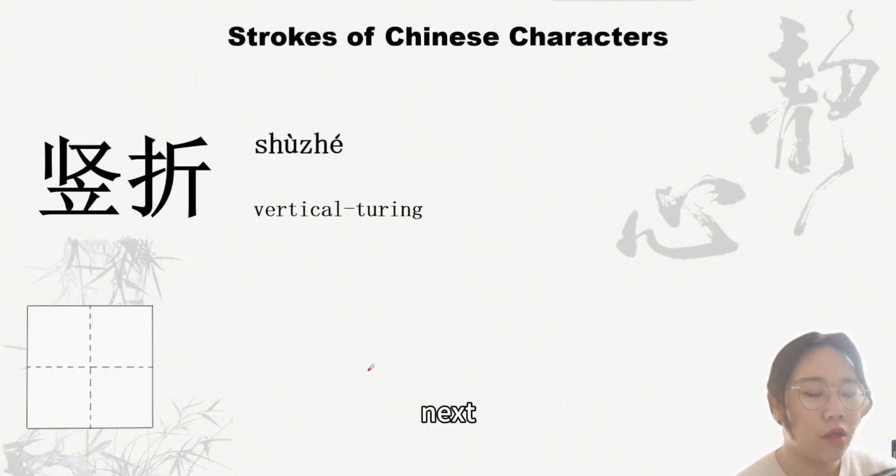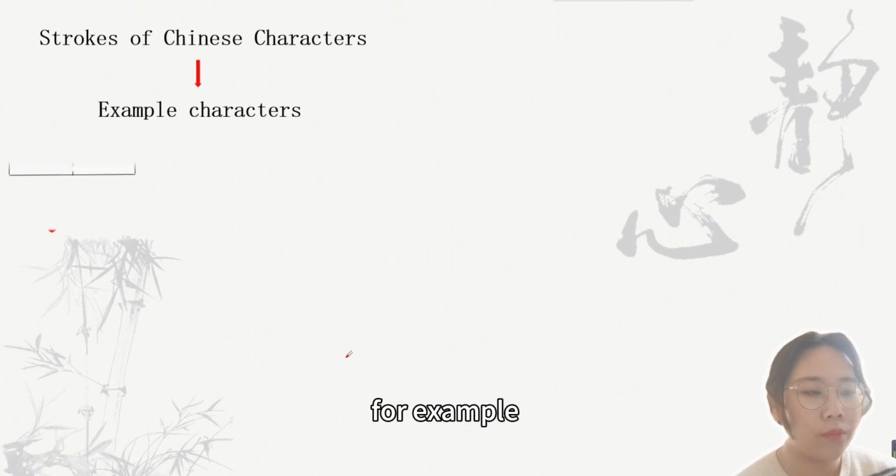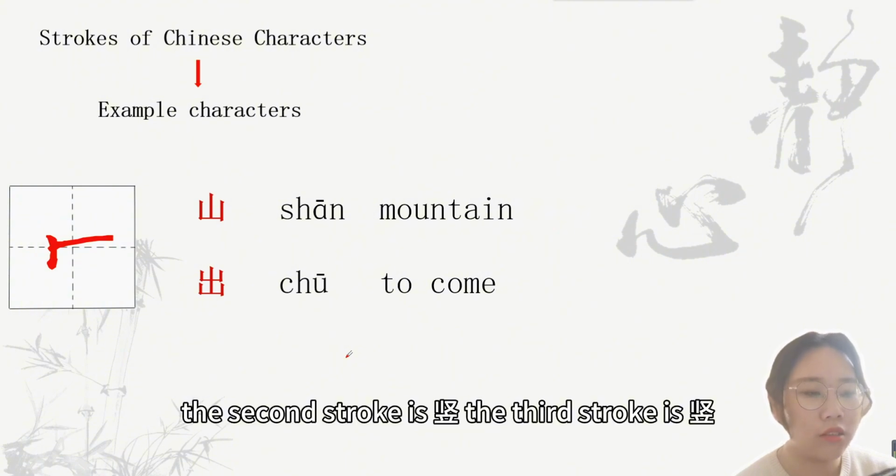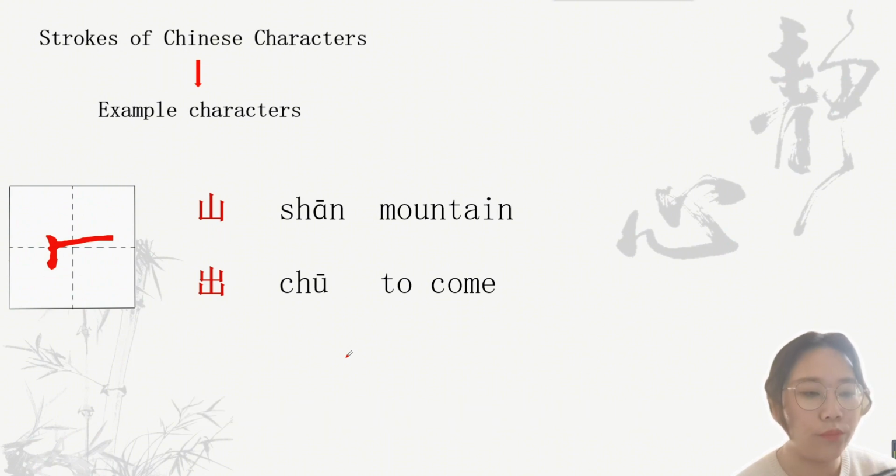Next, 竖折, vertical turning. For example, 山, mountain. The first stroke is 竖折, the second stroke is 竖, the third stroke is 竖.